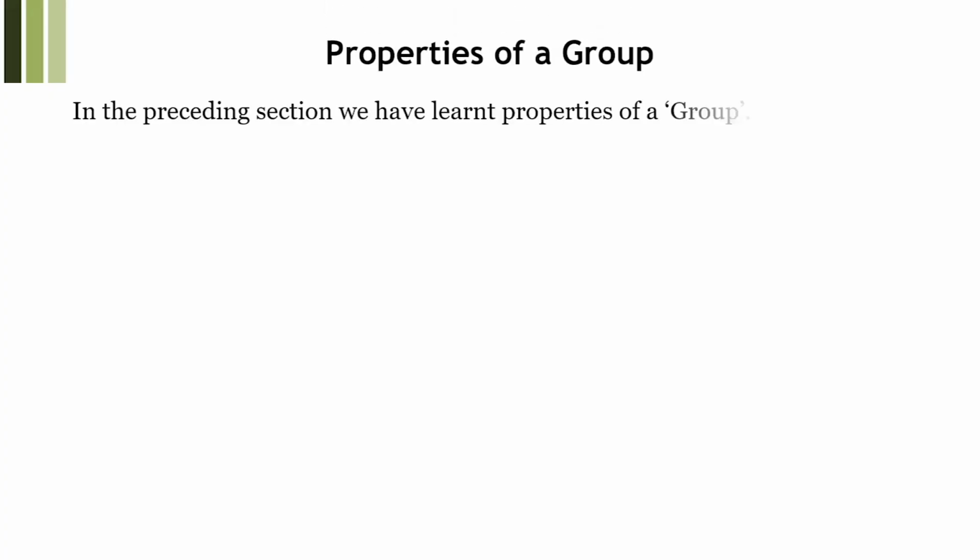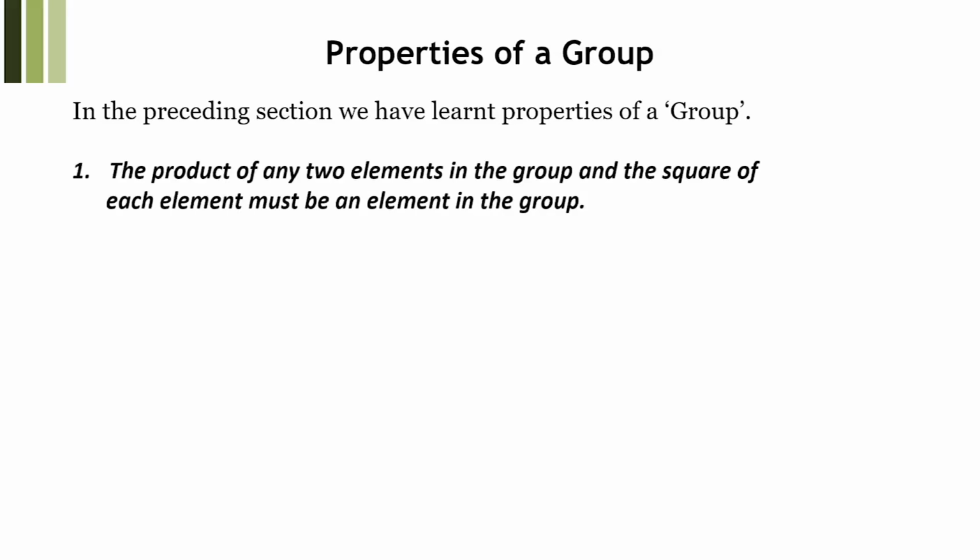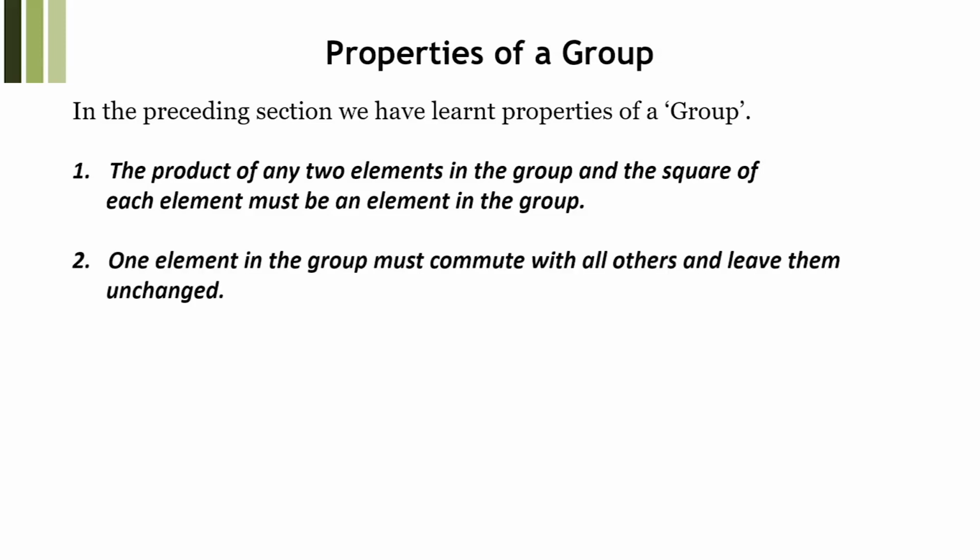So let's proceed to the journey. Earlier we have studied that the properties of the group are defined by certain laws. The first point is that the product of any two elements in the group and the square of each element must be an element in the group. The second point says that one element in the group must commute with all other elements and leave them unchanged.